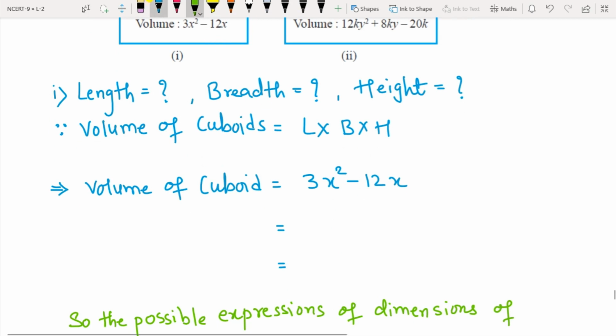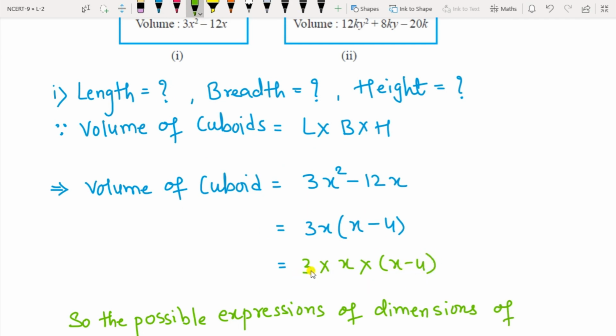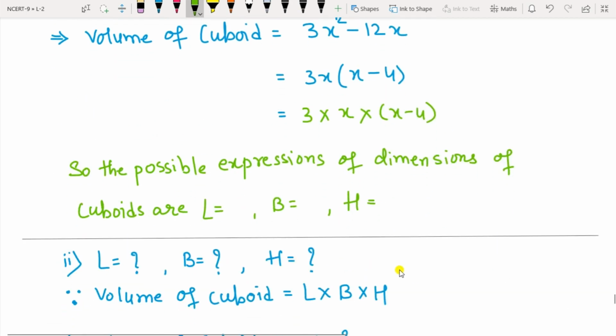Okay. So here take out 3 common and x common. So it is 3x minus 4. You can write it as 3 into x into x minus 4. So this is length, breadth and height, L into B into H. Okay, so the possible expressions are: length is 3, breadth is x and height is x minus 4. This way.